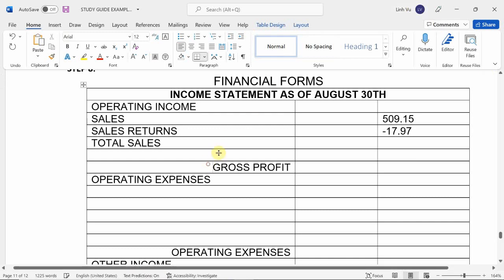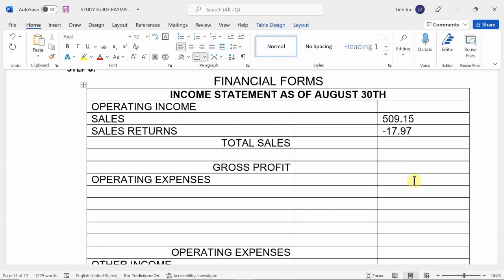And then I will right align it. So your total sales here is going to be your 509.15 minus your $17.97. 509.15 minus 17.97 will give you a grand total of $491.18. That's your grand total sales.